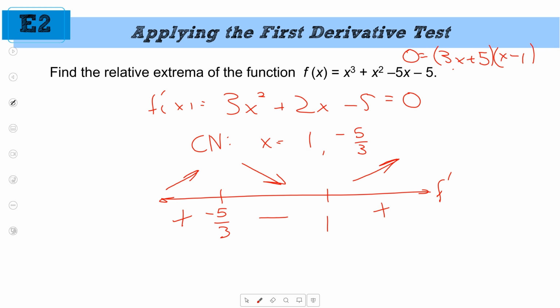Why is there a max at negative 5/3? Well, if you look at the first derivative number line, the picture shows that. It's a max because the derivative is changing from positive to negative. It's a max because the function is changing from increasing to decreasing.